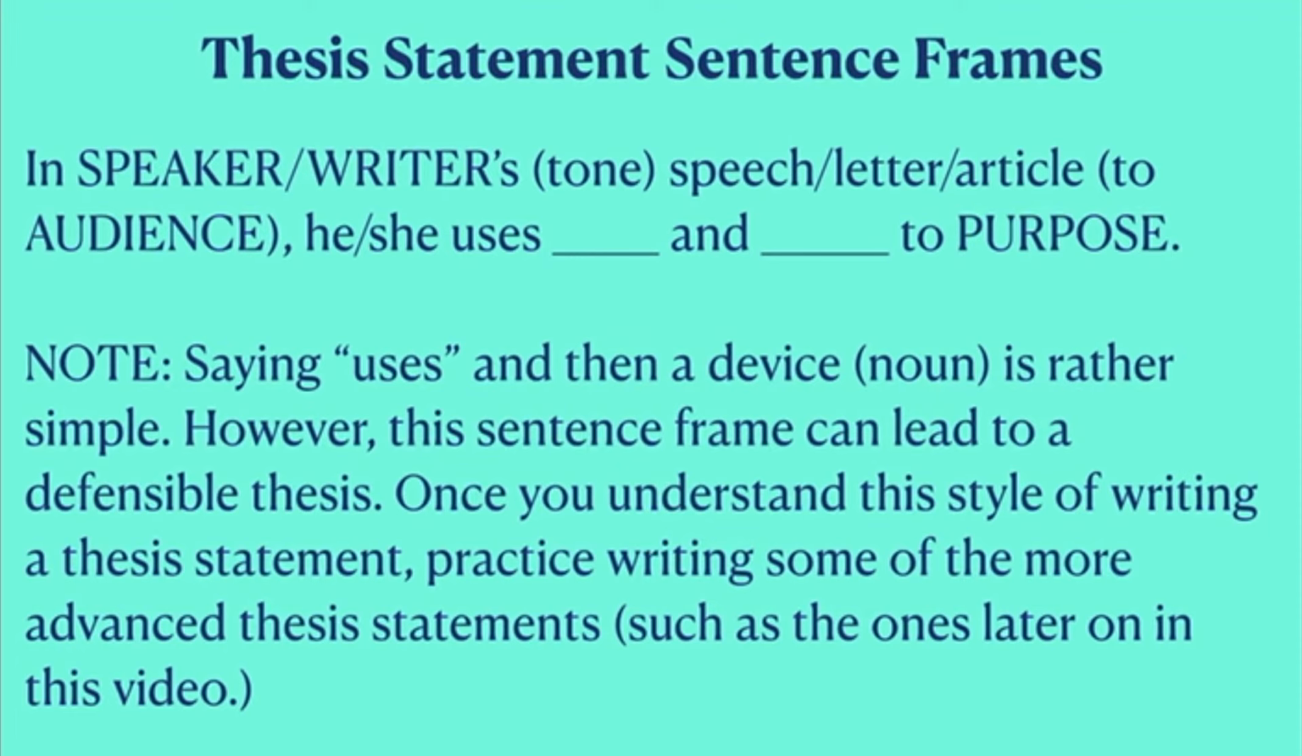Then you'll see that it says he or she uses. Now, uses is not the most sophisticated verb there, and this tends to have us put devices in the blanks because we need nouns. So again, it's not the most advanced way to do this, but it is defensible. So you could say, like, he uses repetition and juxtaposition to, and then you would say the purpose. So again, it's really simple, but it does work, and it's easy to remember under pressure.